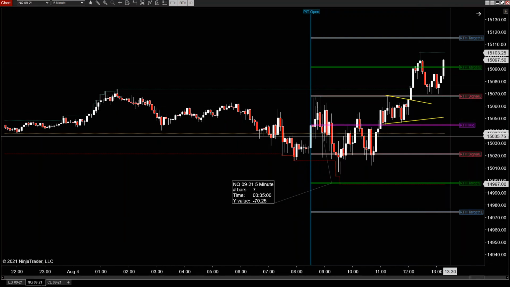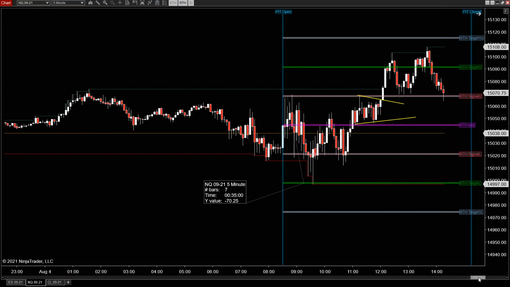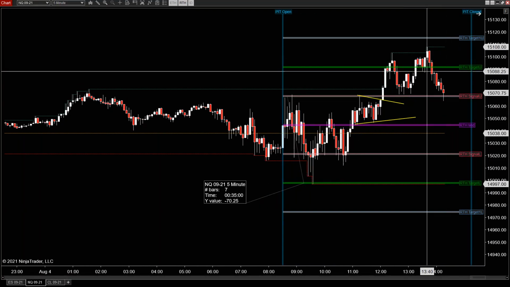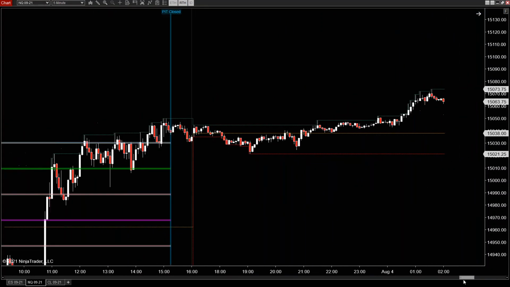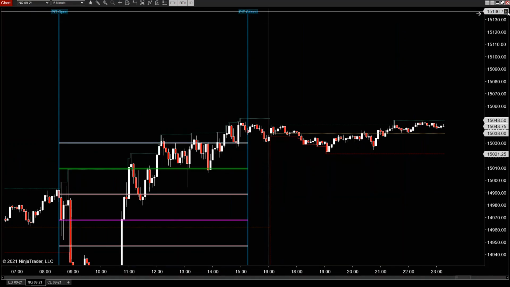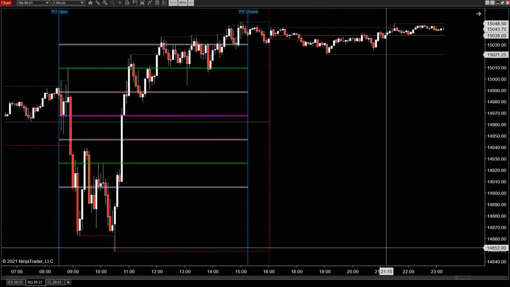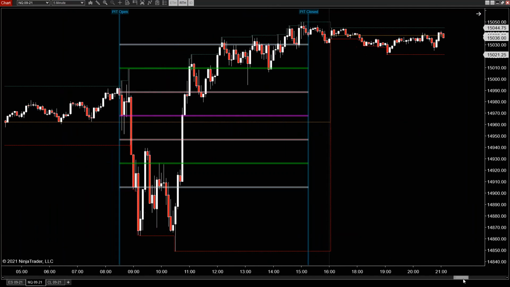If you waited for the pullback here, then the market continues to push all the way up into new highs and through that target. So again, very, very clean type levels and very clean in the way the market works. We're going to go back one more day and then we'll look at a couple of additional instruments here. All right, so let's take a look here on this particular day.